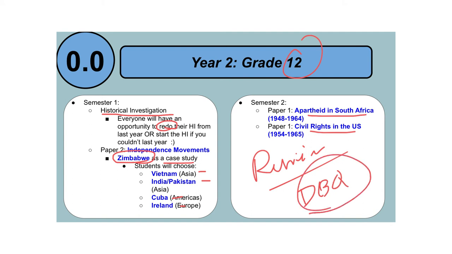And we have to teach you both of these case studies because on the IB exam, you do not know which one you're going to get until you open the test booklet. So you might get an apartheid question or you might get a civil rights question, but I don't know and you don't know until the day you open the test booklet. So sorry, I can't help you with that.